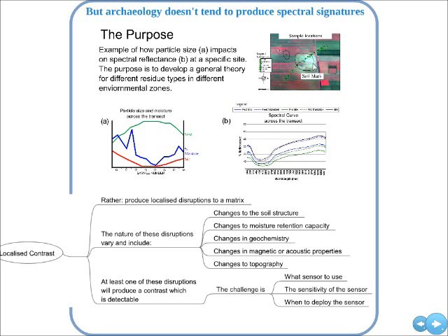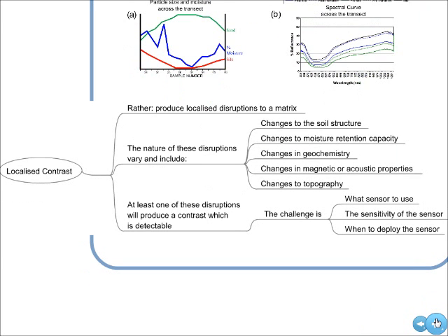And the nature of these disruptions vary and includes changes to soil structure, changes to moisture retention capacity, changes in geochemistry, magnetic or acoustic properties, and changes to topography. Many of the things that we talked about earlier on. At least one of these disruptions will produce a contrast which is detectable. The challenge for us is to know what sensor to use, how sensitive that sensor needs to be, and when to deploy it.